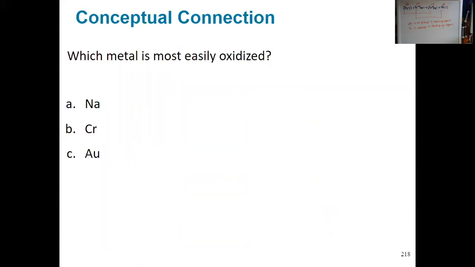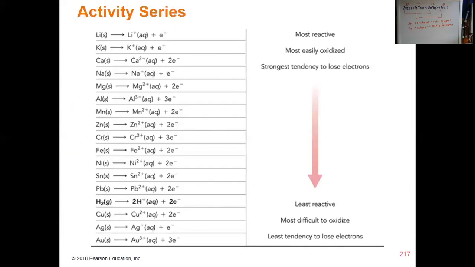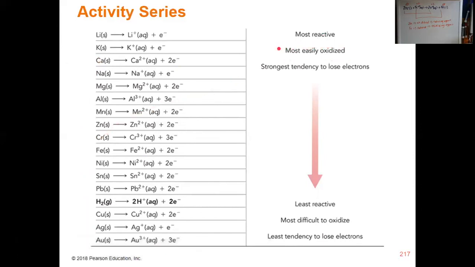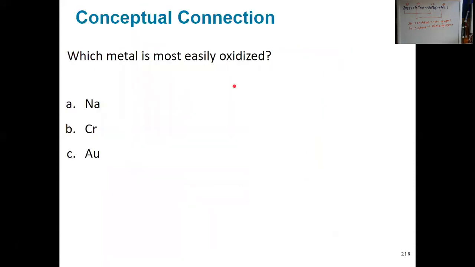Which metal here is most easily oxidized? We have sodium, chromium, and gold. So let's look back at this list. We have sodium up here. We have chromium in the middle. We have gold at the bottom. All right, well, things that are most easily oxidized are up at the top. That means that sodium metal is going to be the most easily oxidized out of those three choices.